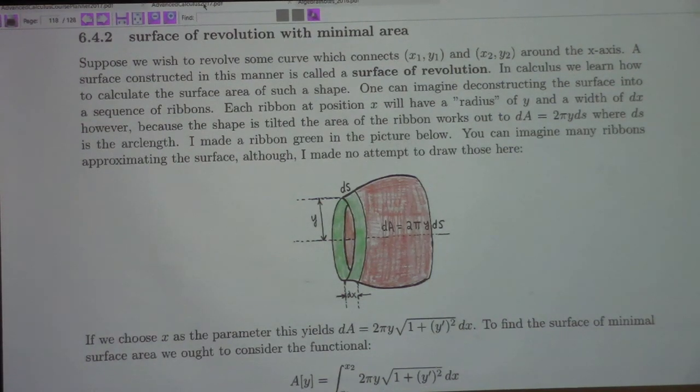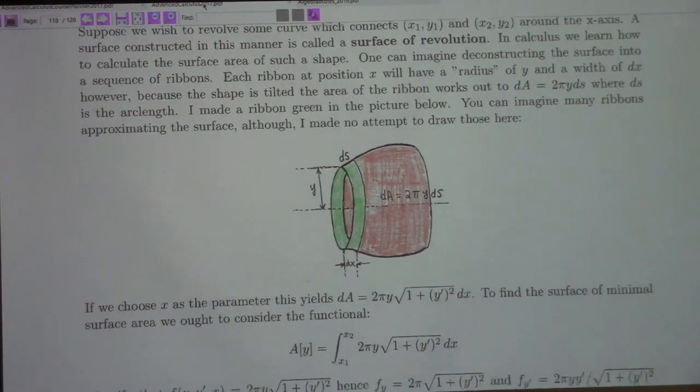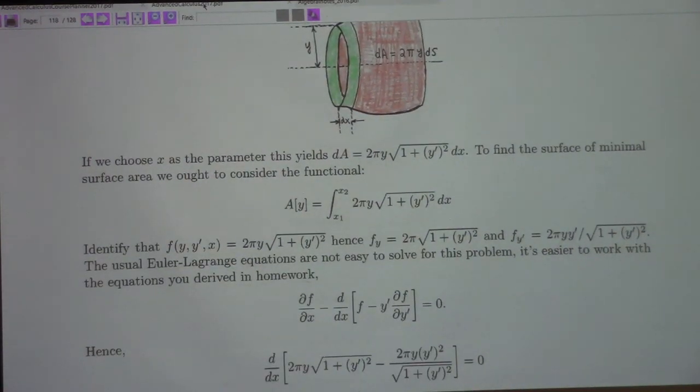But we can look at this as a problem of variational calculus. I mean, the Lagrangian is exactly this, right? And so this one's more interesting because now we have both a y and a y prime dependence in the Lagrangian. See, partial f partial y is 2 pi times that root. But partial f partial y prime is this thing. There's the division, right?